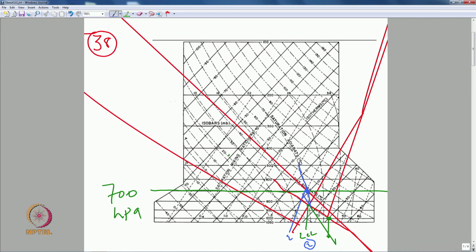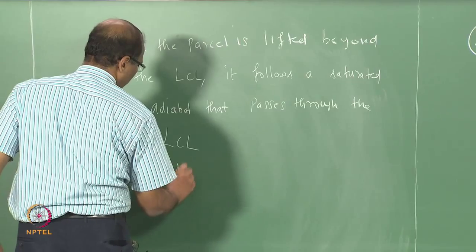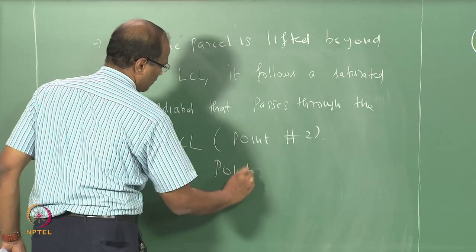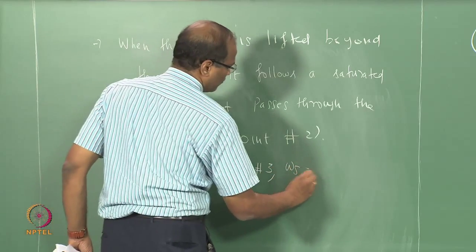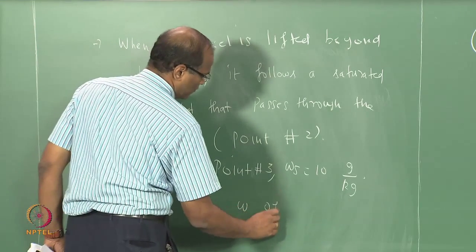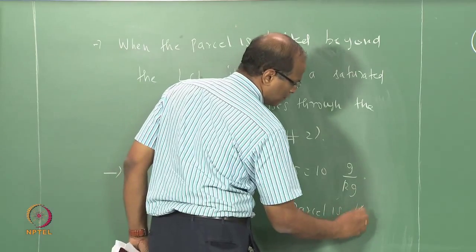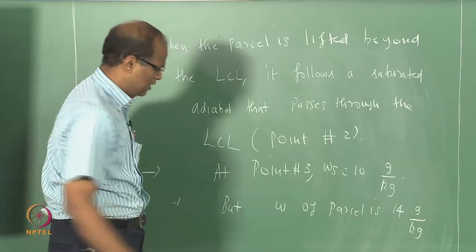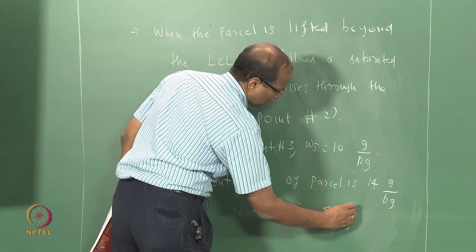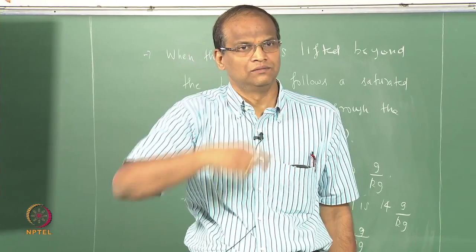Now, what is omega S at 3? What omega of the parcel is 14. It cannot hold so much, okay? So the excess is 4 grams per kg. 80% of that becomes rain, okay? That is what is stated in the problem.